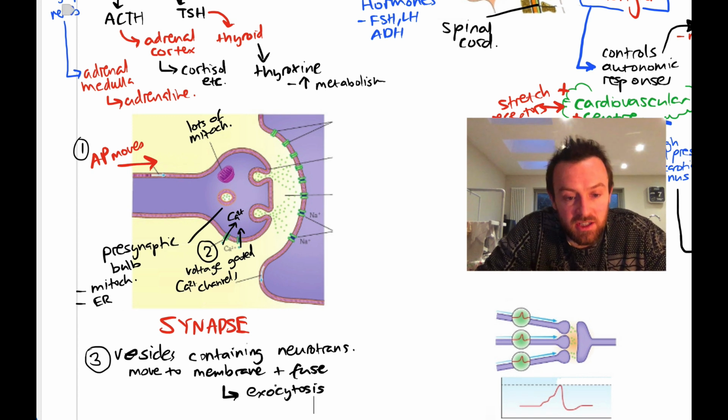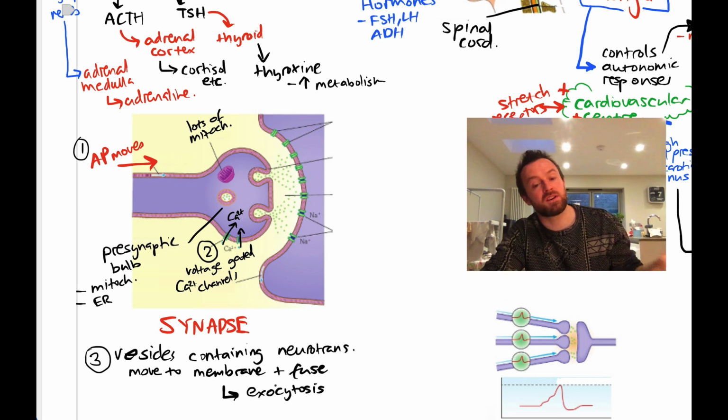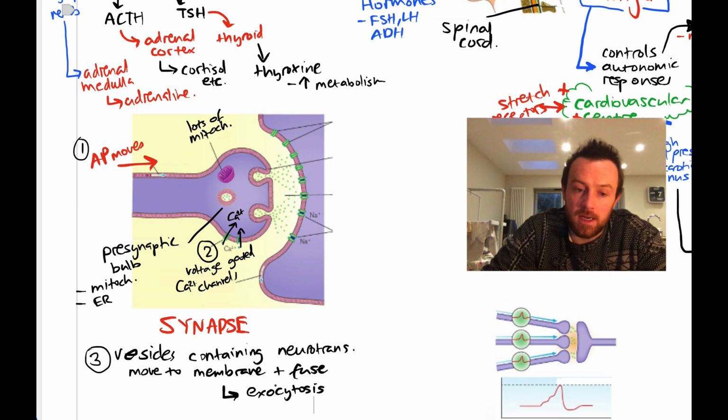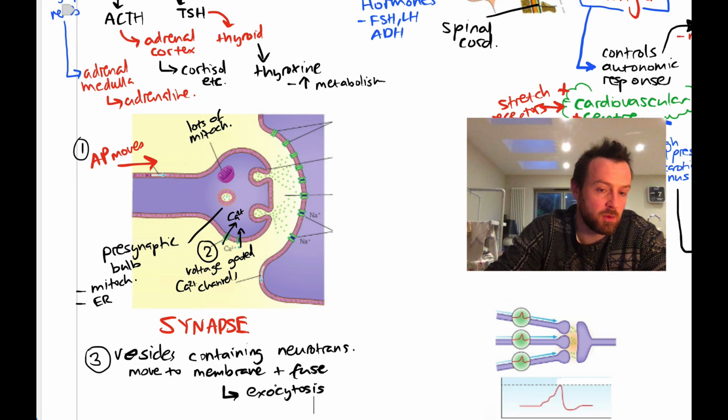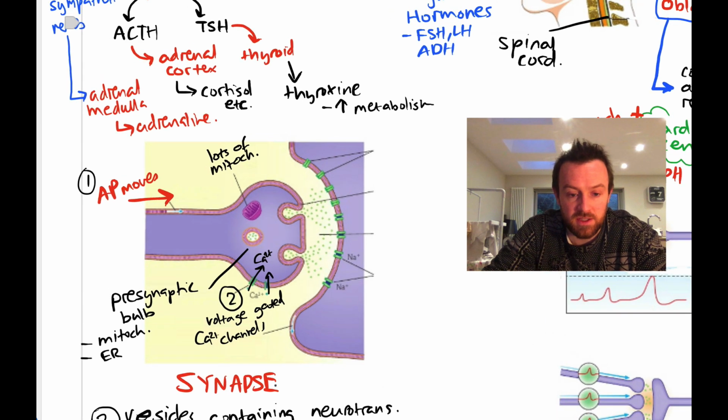Now this is regulated exocytosis. So it's regulated by the action of calcium. Calcium comes in and it allows the vesicle to actually fuse. Fascinating stuff on this. We won't go into it. Botox blocks this process. If you want to research that yourself, then please do.